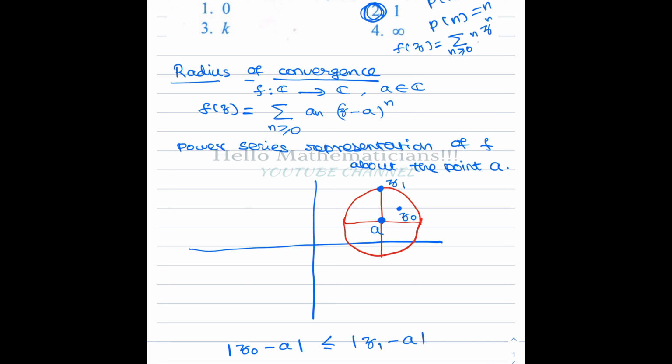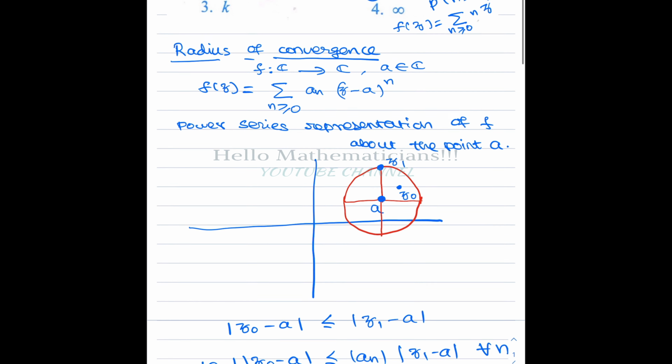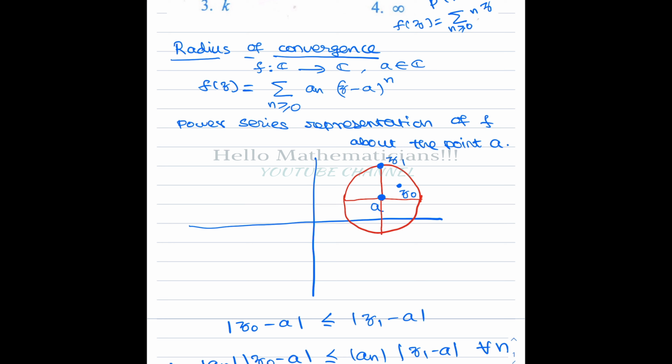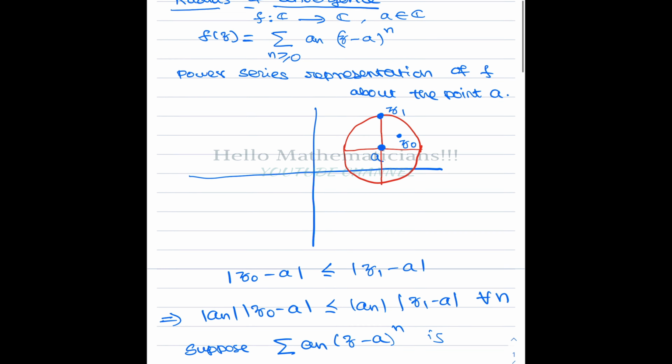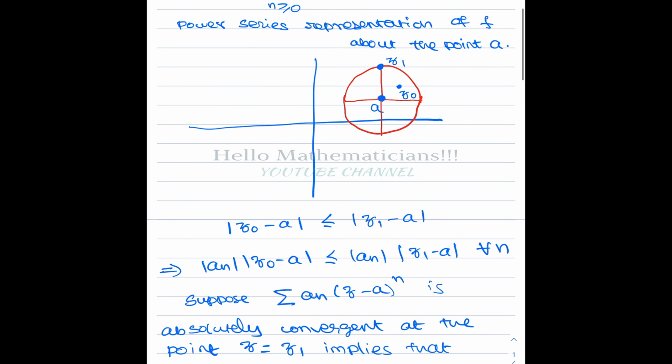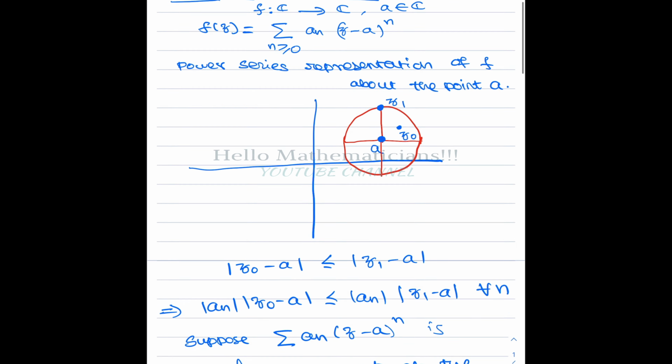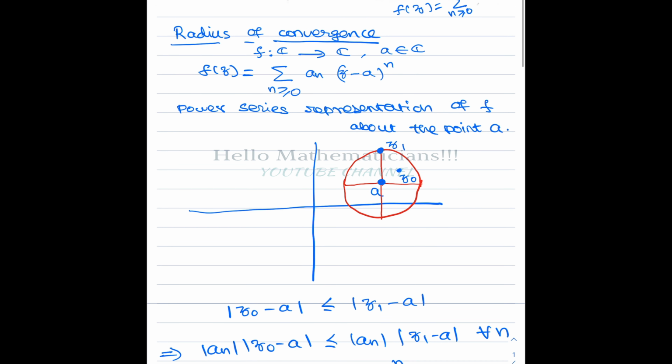Okay, so this is a form of a power series of the function f of z about the point a. Here we understand one important thing: when does this power series converge? That is the question. What is the meaning of that?